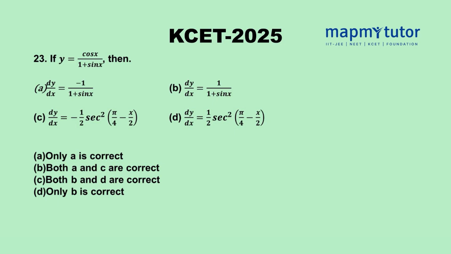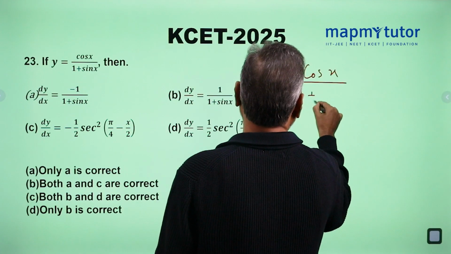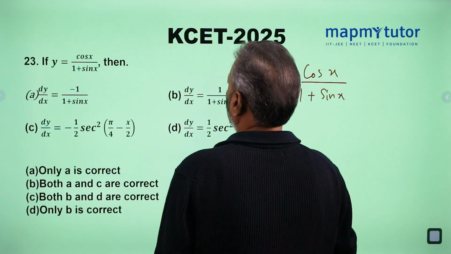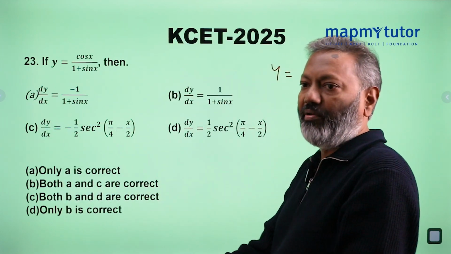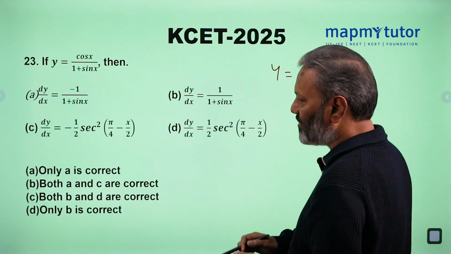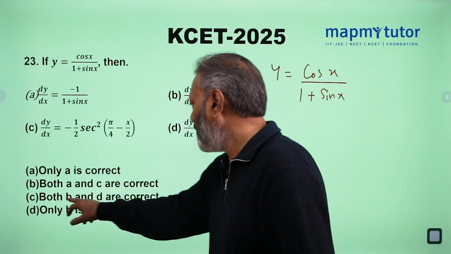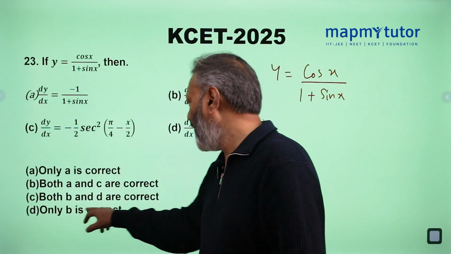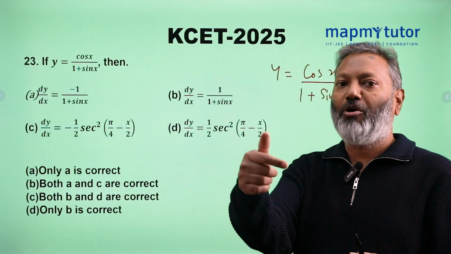y is equal to cos x by 1 plus sin x. What is y given? Cos x by 1 plus sin x. Right? Then, dy by dx, that is our job, to find out dy by dx. But look at the options. Only A is correct. Both A and C are correct. Both B and D are correct. Only B is correct. That means they are trying to give the more than one option model.